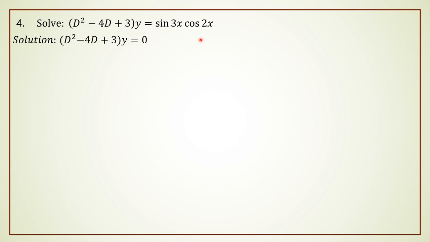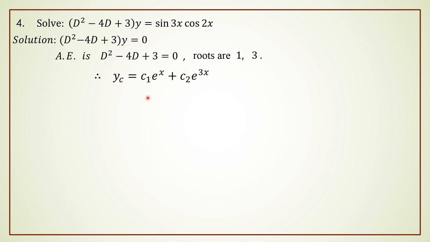So first write the corresponding homogeneous differential equation and the auxiliary equation of it. The auxiliary equation over here is D² − 4D + 3 = 0. Since it is a quadratic equation, it has two roots. The roots are 1 and 3. Observe the nature of the roots. The roots are real and distinct. Therefore, the complementary function yc = c1 e^x + c2 e^(3x).